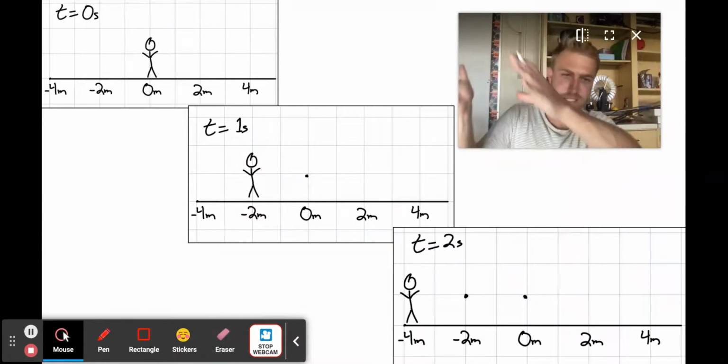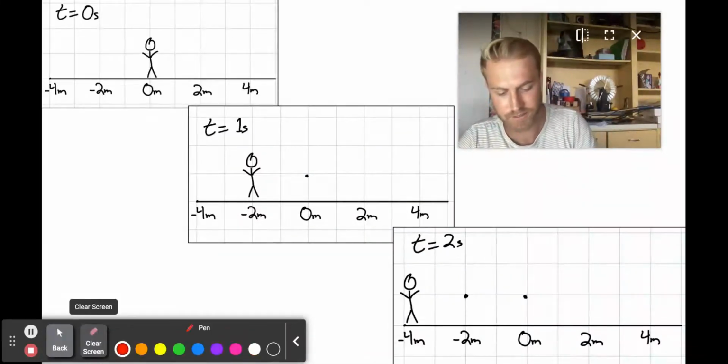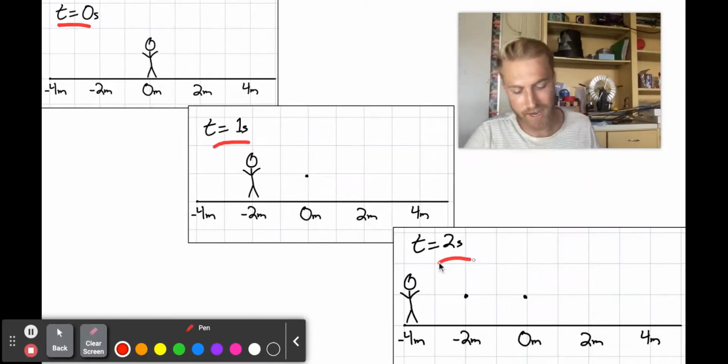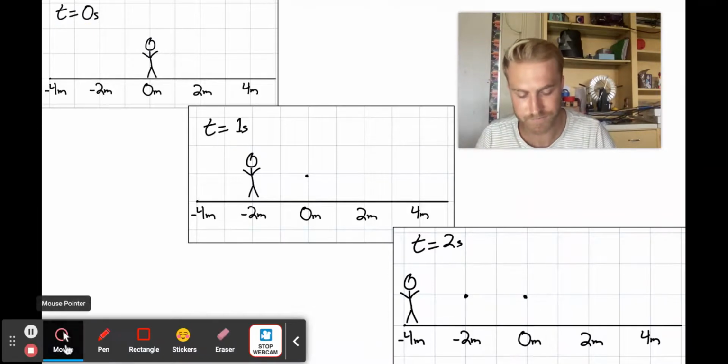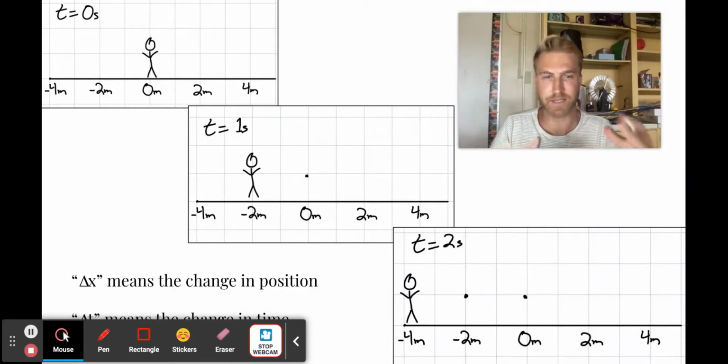In this picture, we see 3 different frames. 2 seconds have elapsed, and this person has moved negative 4 meters to the left. Delta X, or triangle X, that's a symbol that means change in position. And delta T, or triangle T, that means the change in time.